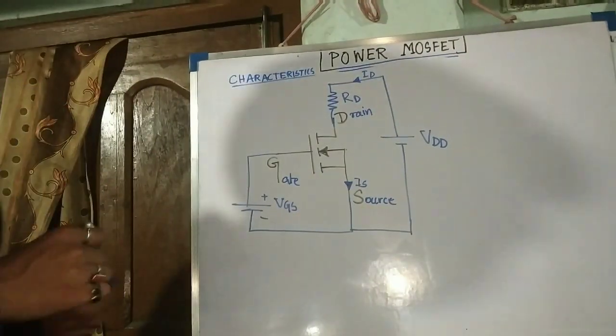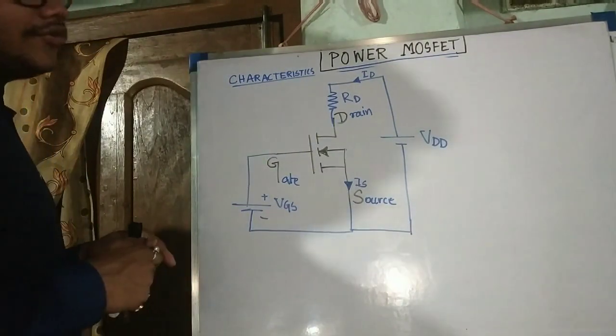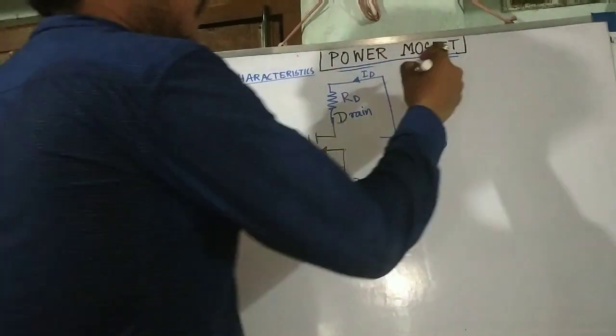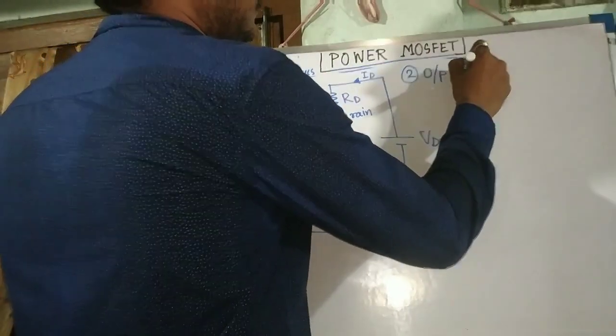There is not much space here, so I need to erase the diagram. So, output characteristics.